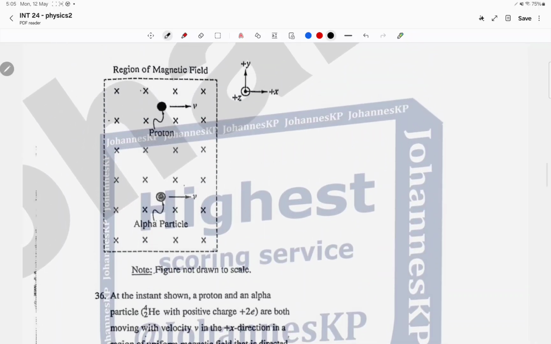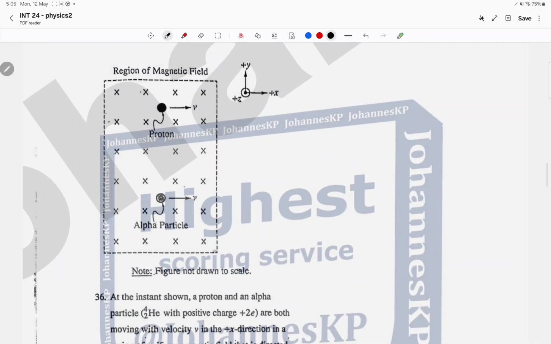Okay, so proton inside a magnetic field, right? So Fm is equal to QVB for the proton. For the alpha, Fm is equal to QVB. So do they have the same charge? No, alpha has twice the charge, right? Yes. That's 2QVB.